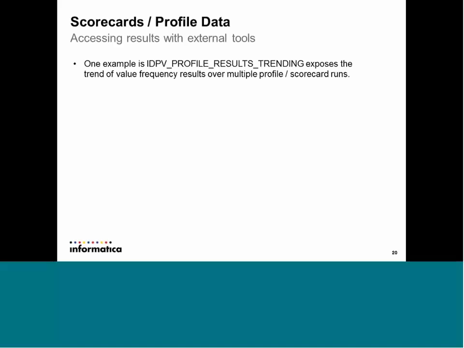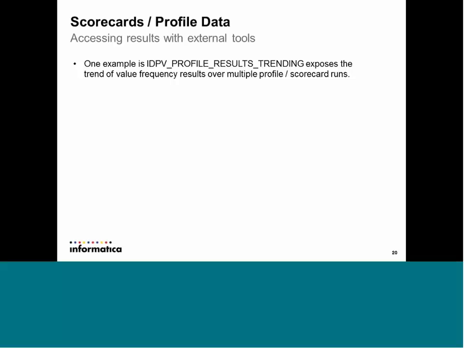As I say, we know where the tables are. You can have a browse through that document to tell you what information is in each of those views. One of the examples I mentioned, because it ties in very much with the information we've looked at so far, is the view IDBV profile results trending, and that exposes the trend of value frequency results over multiple profile or scorecard runs.